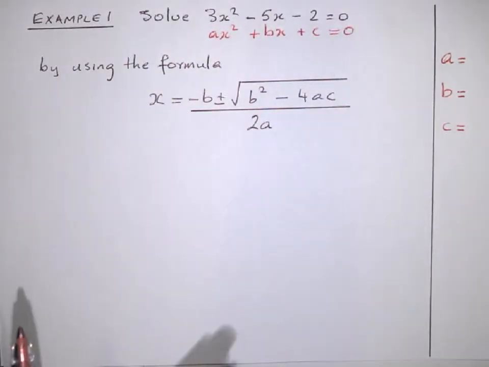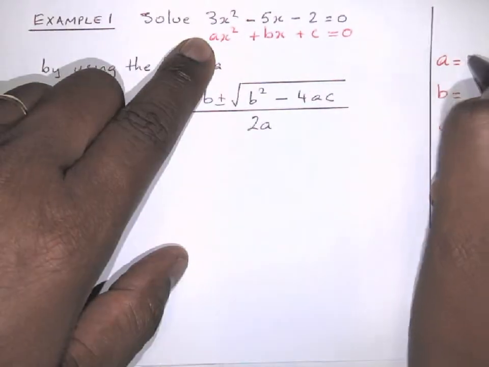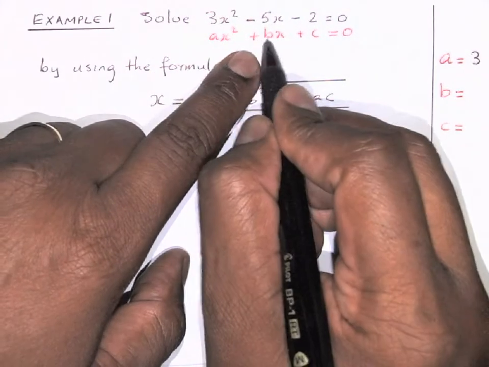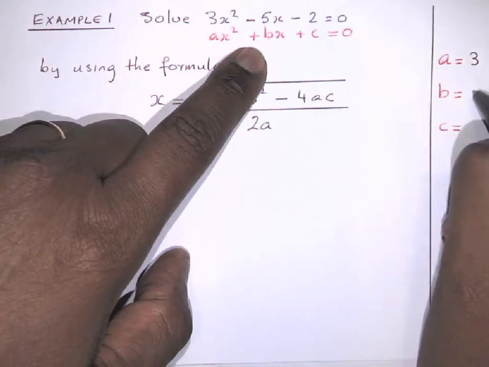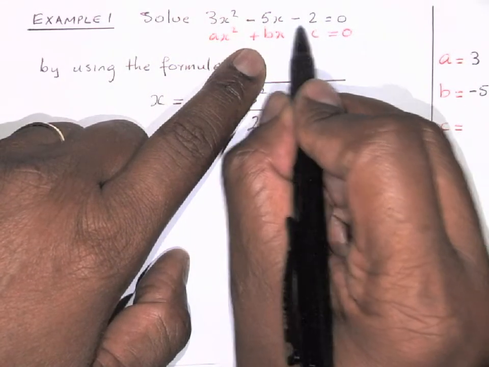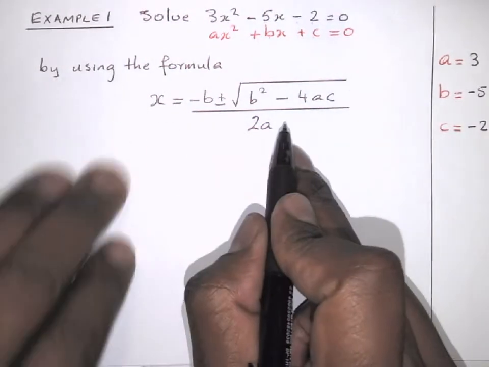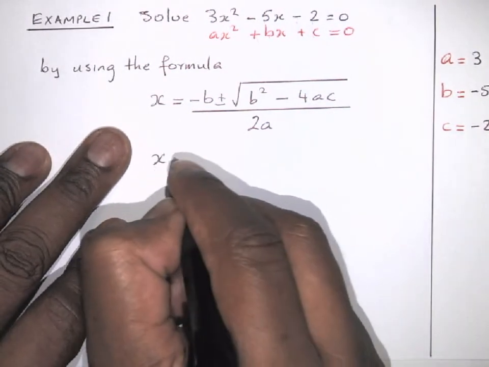So we can see that our a value is 3, so I'm writing a 3 here on the side. And the b value, that's a positive b, is what? It's negative 5. This is negative 5 there, so I put negative 5 there. The c value is negative 2, so I put negative 2. Now we are ready to go. So now, if this is the formula, I just substitute into the formula.